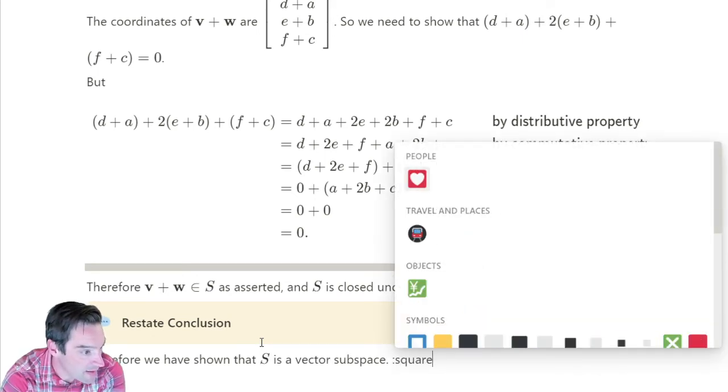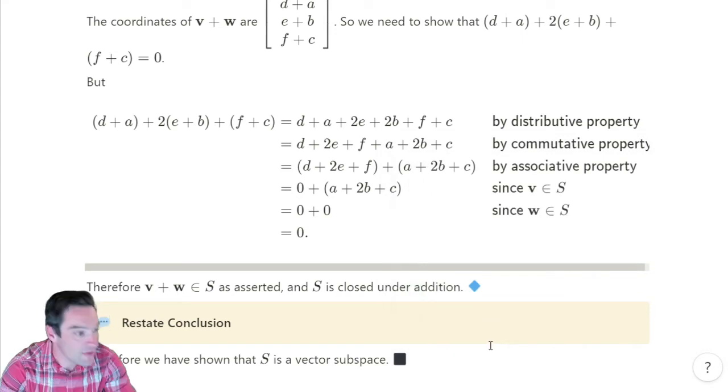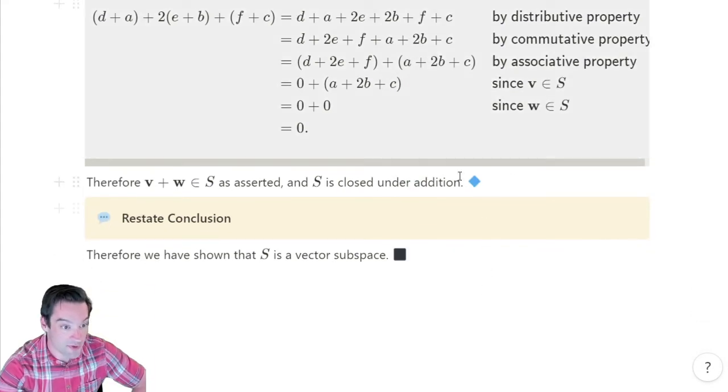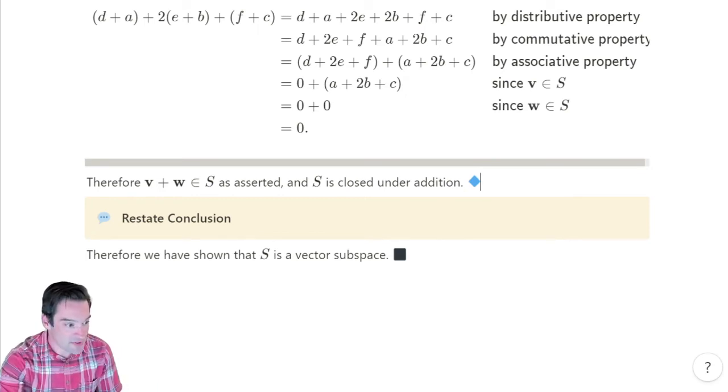That's where we put the big black square for end of proof. Right? So sometimes I'll just put this little intermediate step in there. Okay. Same story for the scalar multiplication. I'm going to abbreviate this one a little bit more.